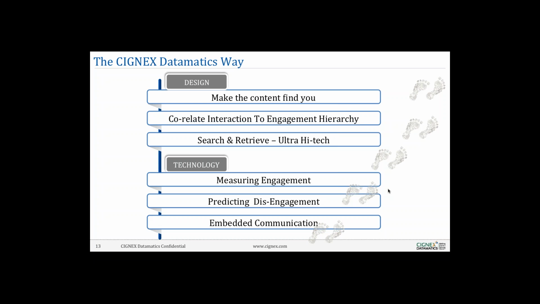So make the content find you, so you do not have to search for it. So it becomes intuitive in that sense. You should be able to correlate interaction to the engagement hierarchy, and your search and retrieve should be across applications. It should also enable new technologies to search across diverse systems and get what you want rather than making you log into multiple different systems to find it, or giving you more and more hyperlinks to get to what you need.